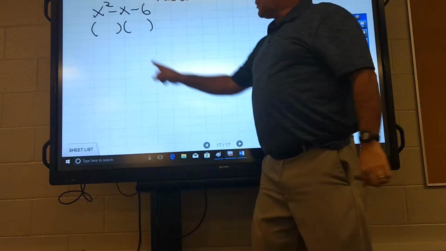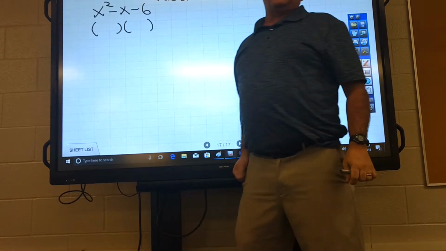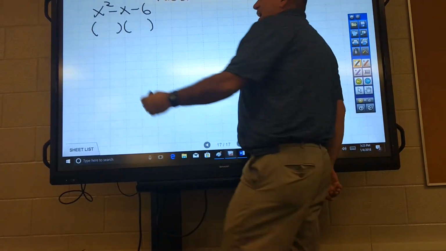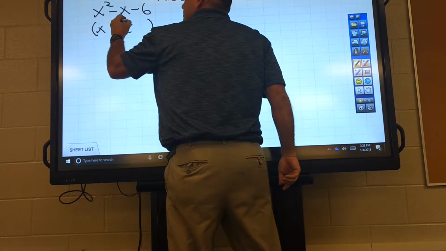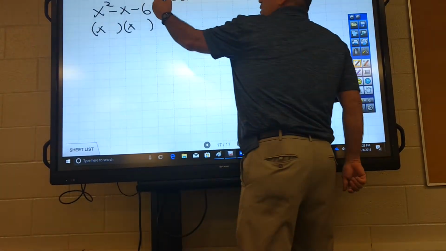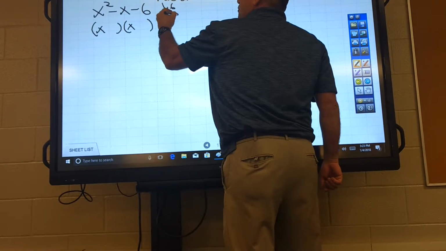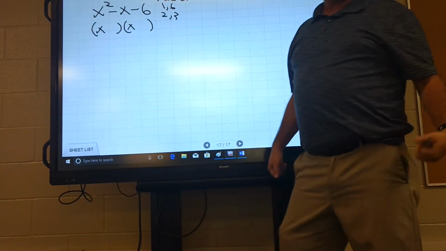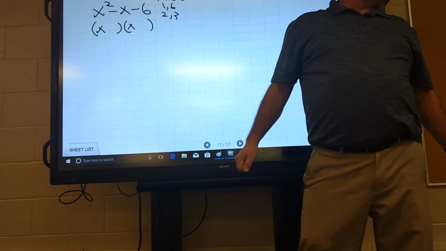And the first term in each set of parentheses is always going to multiply to give us that first term, which is x. So x times x. Now, what multiplies together to give us negative 6? Well, 1 and 6, 2 and 3. But one of them is going to have to be negative. And I don't think 1 and 6 is going to work.